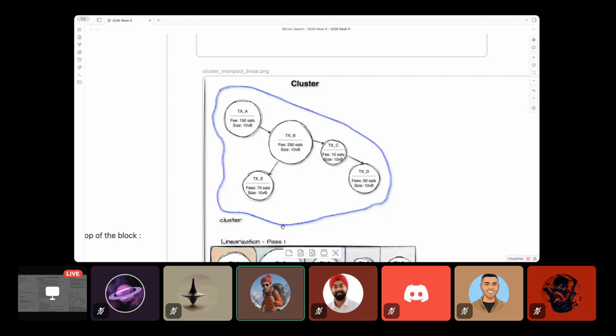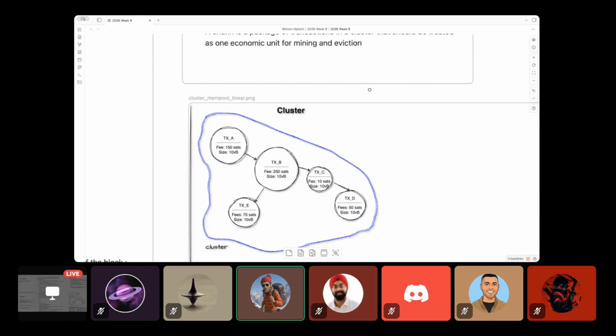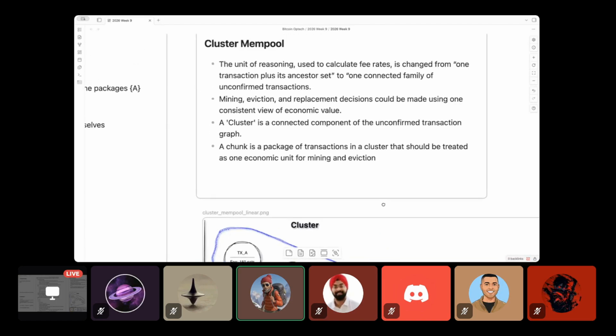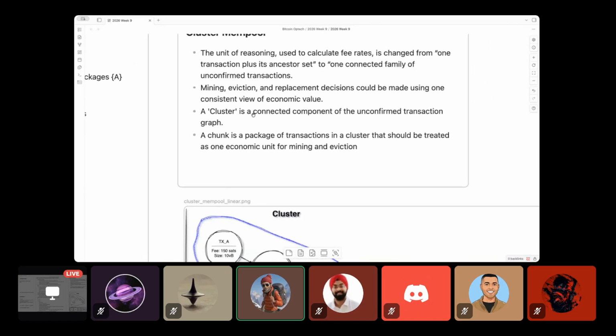But it makes economic sense to look at the whole cluster and then reason as to whether the cluster's fee rate is high enough to be included in a block. So reasoning about this cluster will give you much more room to optimize transaction picking and removal paths. So that's the key idea behind clusters.